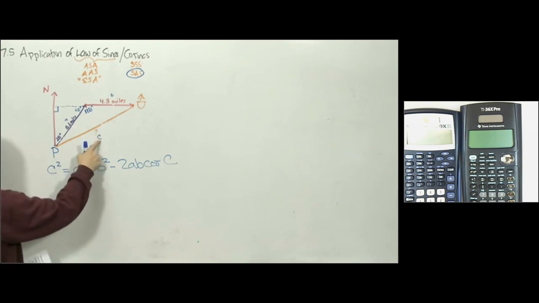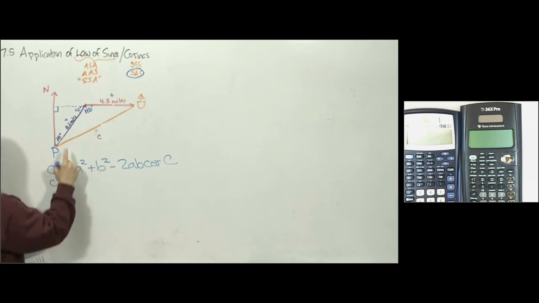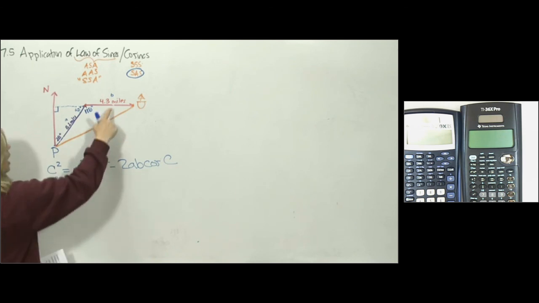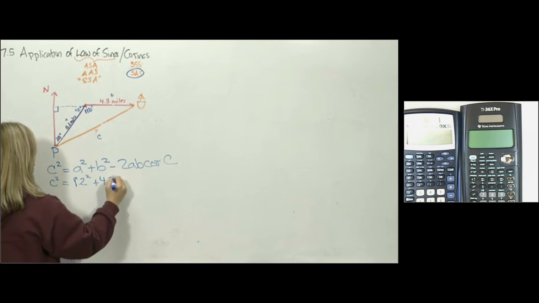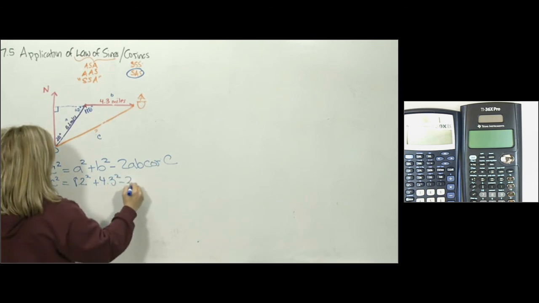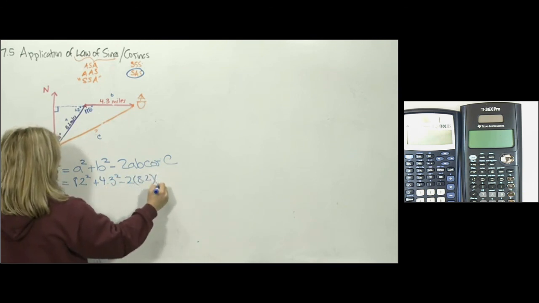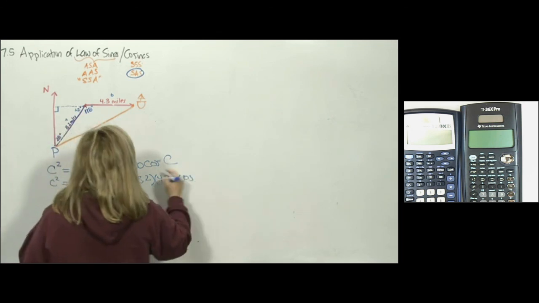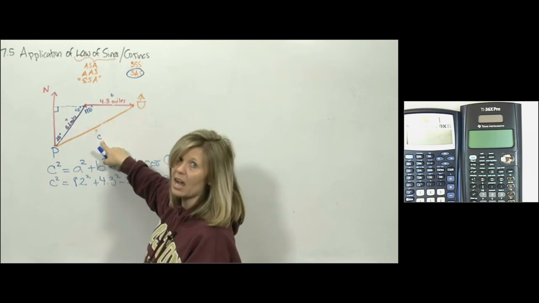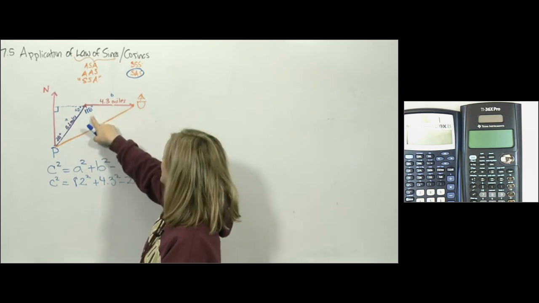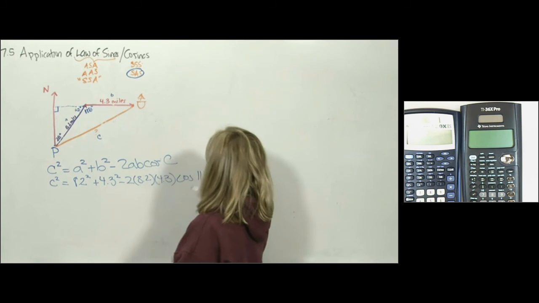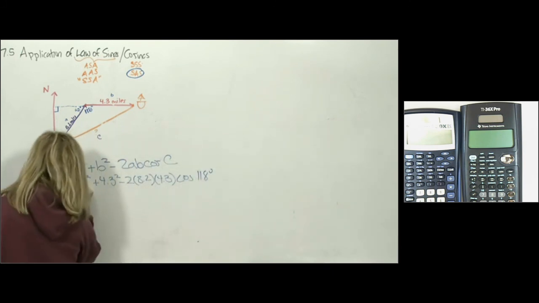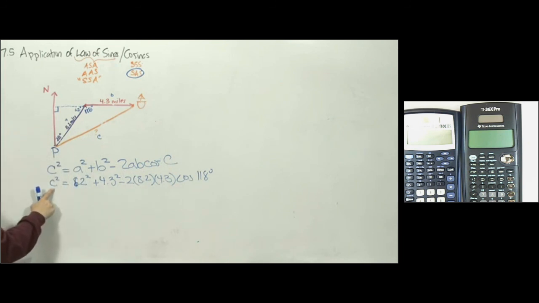I'd fill it in. I don't know that side. I'm calling side A the 8 2/10. I'm calling side B the 4 3/10. Minus 2 times 8 2/10, 4 3/10, cosine. Angle C is across from side C. So if that's my side C, angle C is 118 degrees. Make sense? Now, all we have to do is remember, we're trying to find C.